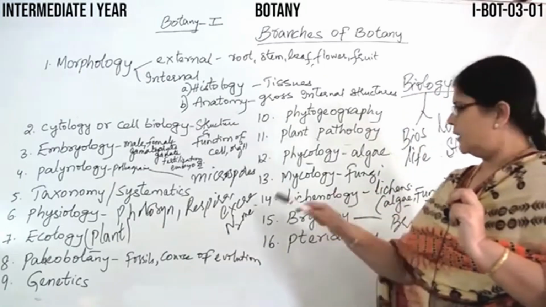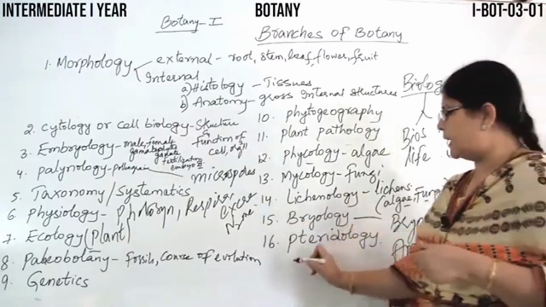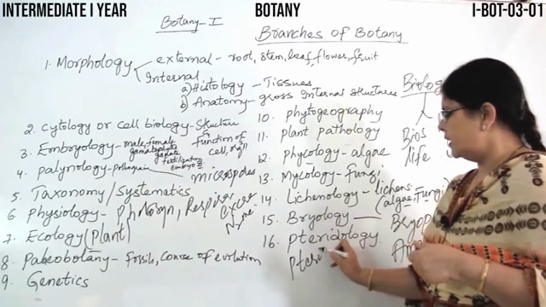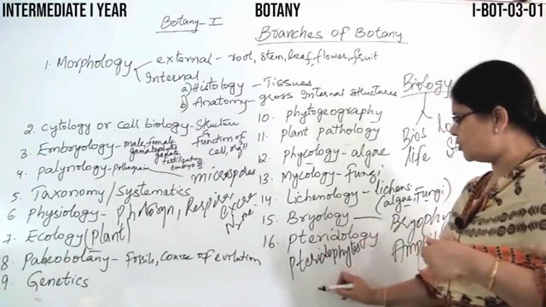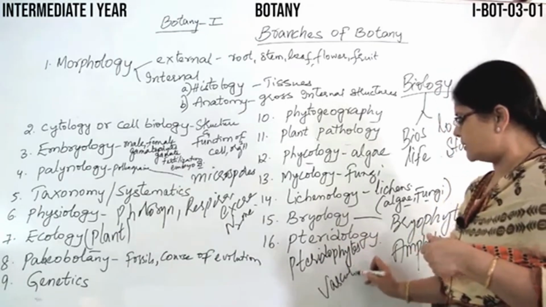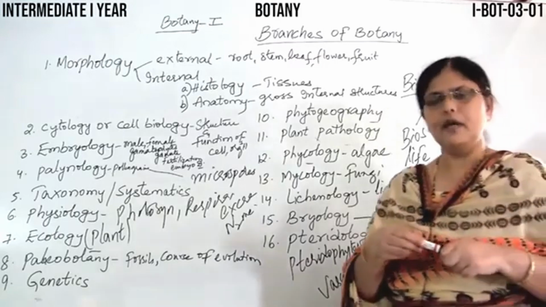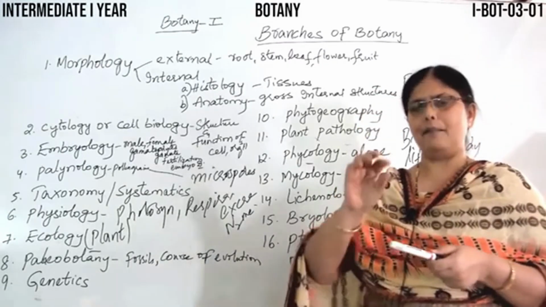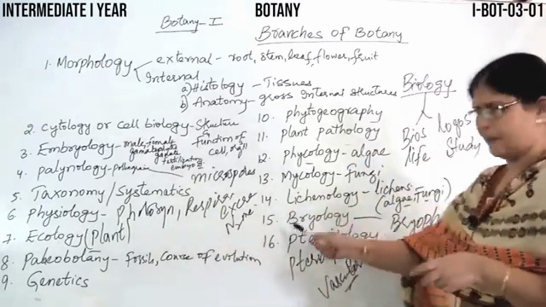Next, the branch of botany is pteridology. Pteridology is nothing but the study of pteridophytes. Pteridophytes are the first land plants, and they are also called as first vascular plants because in them the first xylem and phloem were developed, and they were the first totally land plants. The study of pteridophytes is called as pteridology.